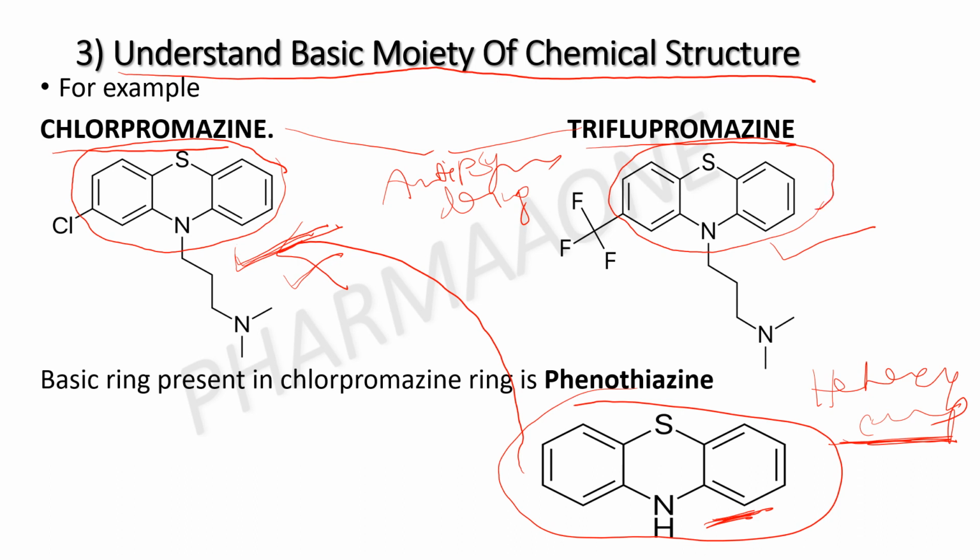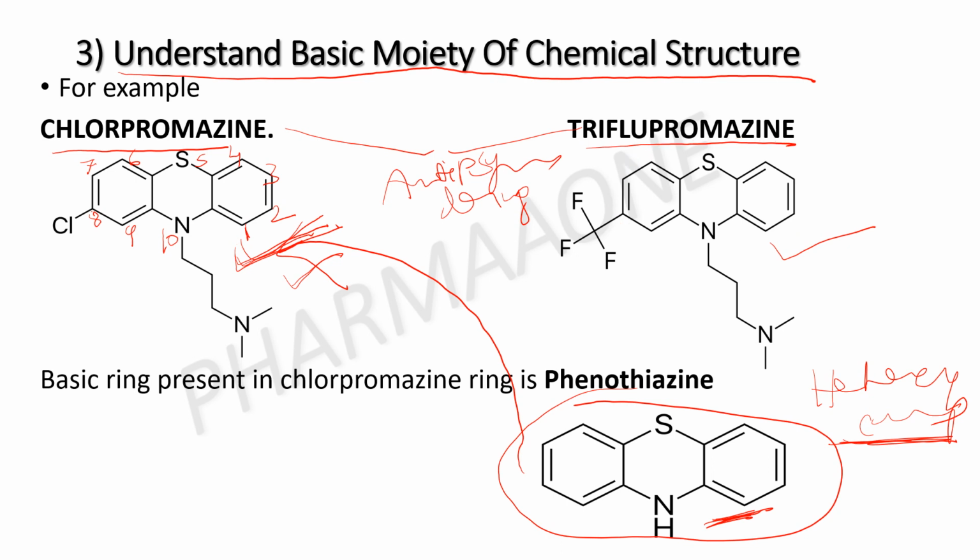Okay, after understanding the basic structure, then you have to put the numbering. This is phenothiazine, and the numbering should start from here. Okay, numbering starts from here. You can see the numbering. After that, you can come to how to remember the structure. You can see both structures.